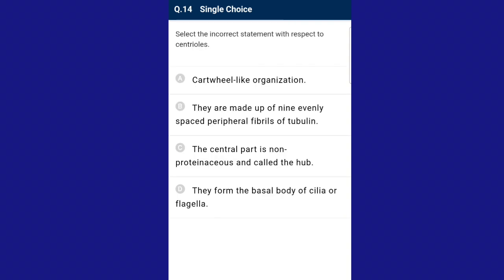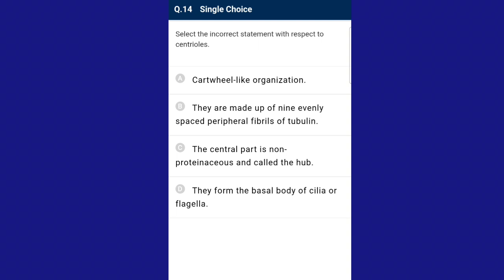Question number 14. Select the incorrect statement with respect to centrioles. See the first option, cartwheel-like organization. That is the correct statement about centrioles. The second one, they are made up of 9 evenly spaced peripheral fibrils of tubulins. That also is correct. See the option C. The central part is non-proteinaceous and called the hub.